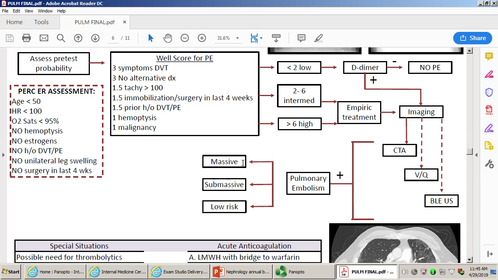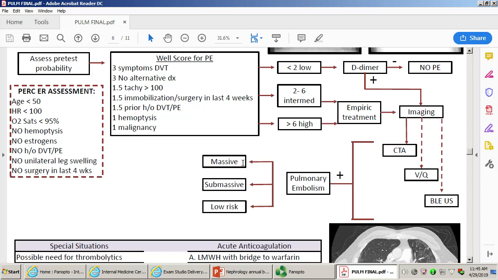Do the vast majority of people need to be hospitalized for PE? No. Yes. At the VA, always. That should be your next core project, using the PE severity index to strategize who can go home.